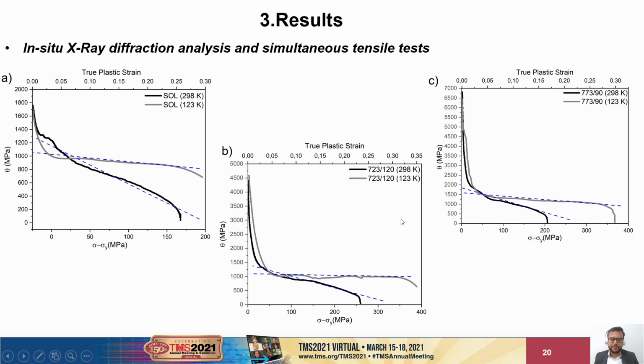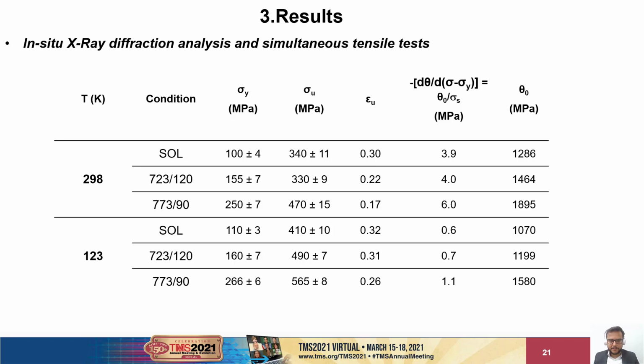And this trend is confirmed here by the Kocks-Mecking diagram, where we can see that the test performed at room temperature presented a higher dynamic recovery rate, and this is why the test performed at cryogenic temperature showed higher mechanical properties.